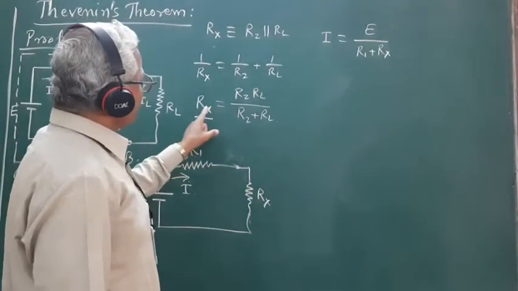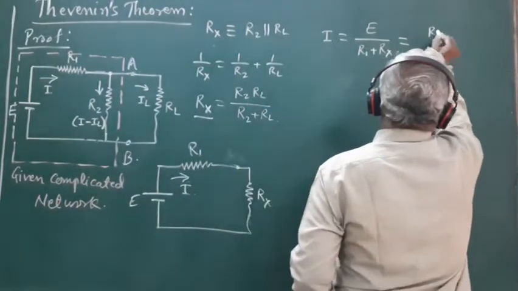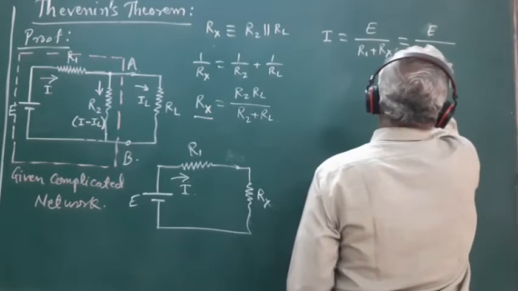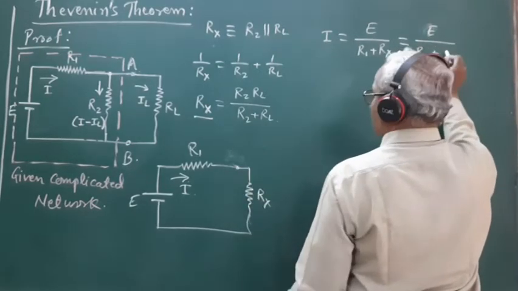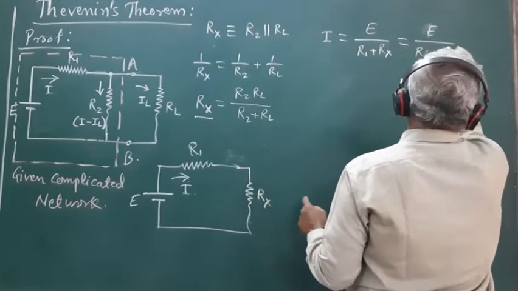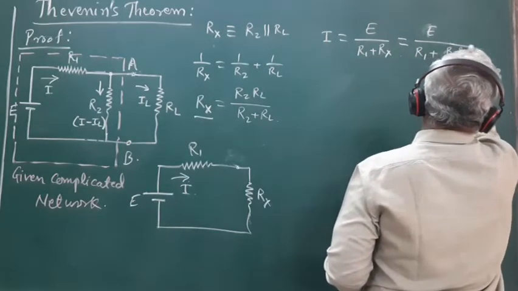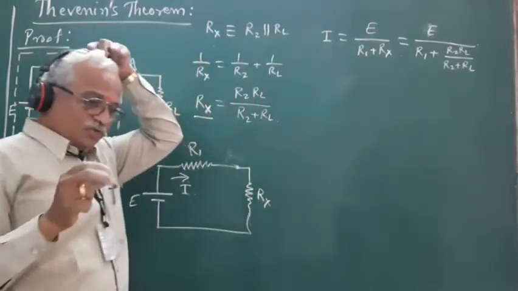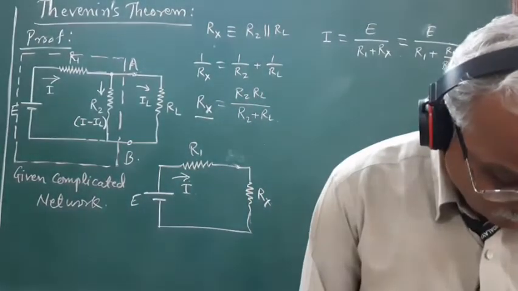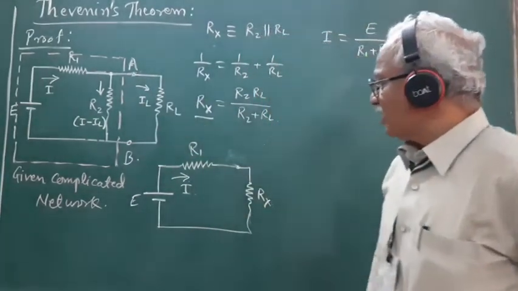Now we can replace the value of Rx by using this relation. So I is equal to E upon R1 plus Rx, and Rx is R2 RL divided by R2 plus RL. So this is the expression for the total current I drawn from the source. This much current will be drawn from the source of EMF when we have the given network connected to the left of the terminals.